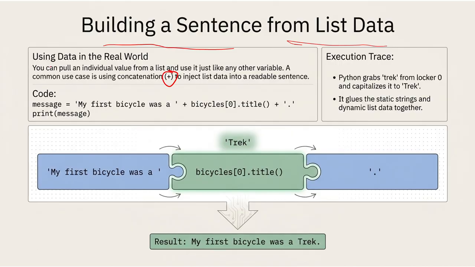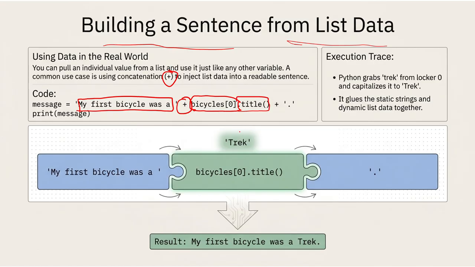Overall, I know this sounds too confusing, but what does it mean? You can have a string. Over here, we have this string, my first bicycle. And we are just concatenating. If you remember from the previous video, we use this concatenation operator, the plus operator. What we are concatenating is the first item of this bicycles list, and we are converting it to title case.